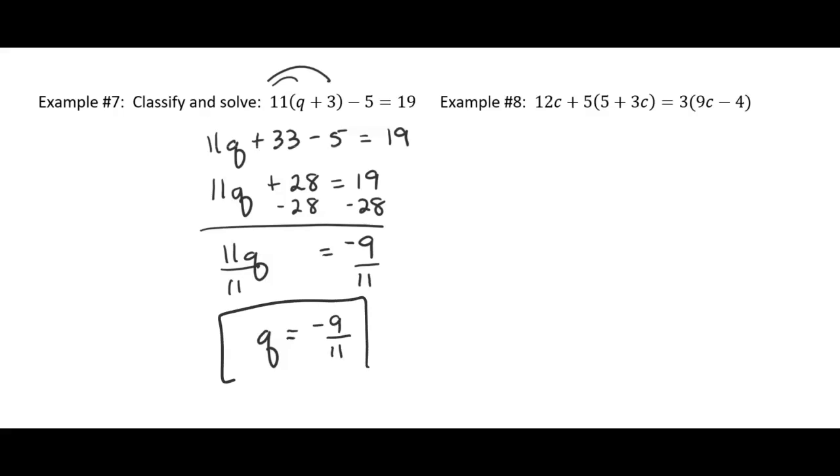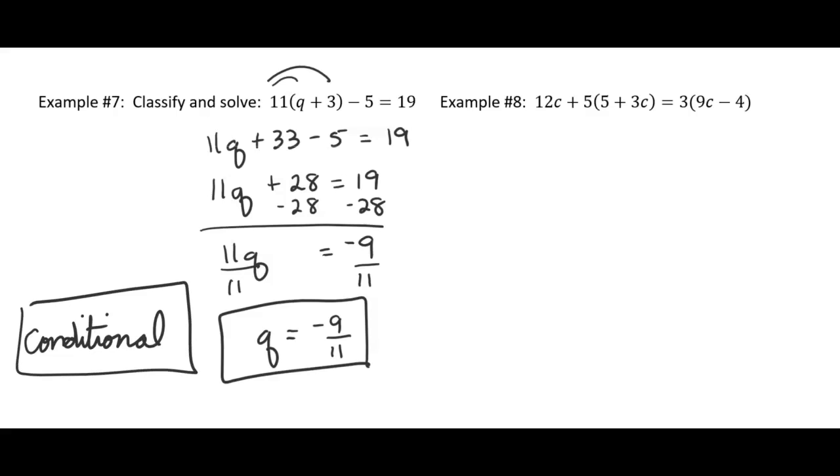They might put it this way, they might put it in set notation, but we're just getting one solution here. This then is a conditional equation. So the classification is that it's conditional, and the solution is negative 9 over 11. There's only one answer, and there's only one value that will make that statement true, and it's negative 9 over 11. All right, so we've got one more here.